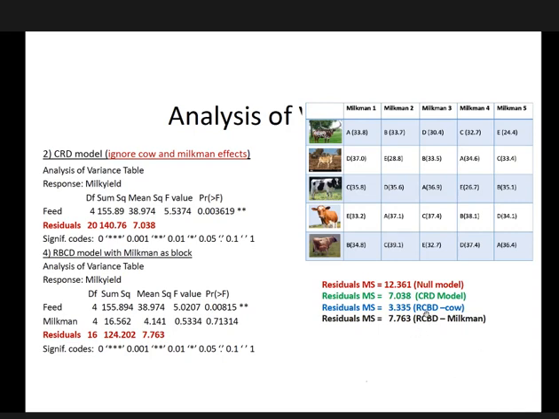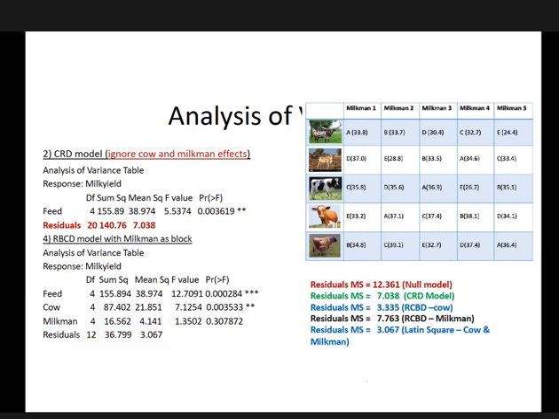Okay, so we can see from here that although blocking is important, if you don't block well, you may actually perform worse than somebody who did not block. And this is the case that we have in this particular analysis. So now let's look at model number 5. Model number 5 has the feed, the cow, and the milkman, and then our residue is 3.067.